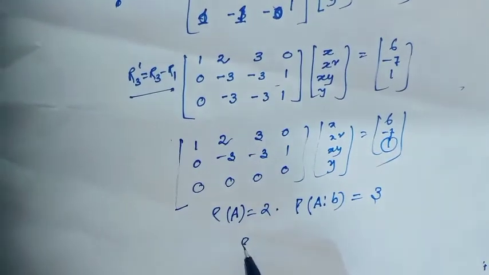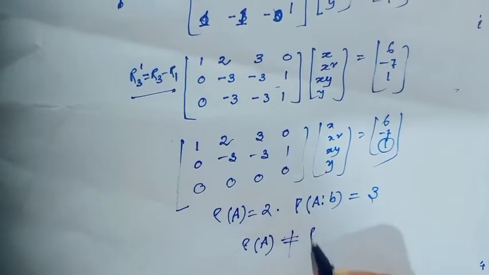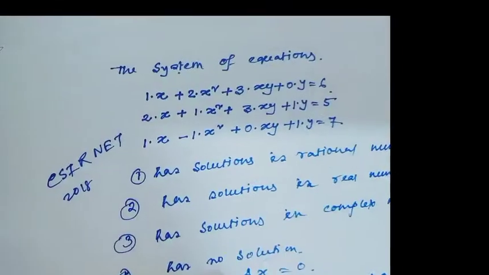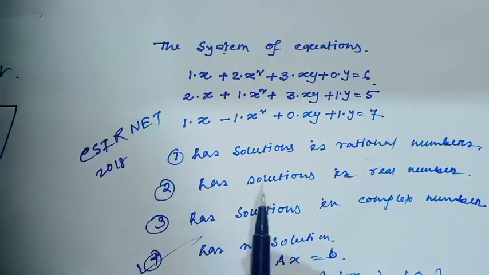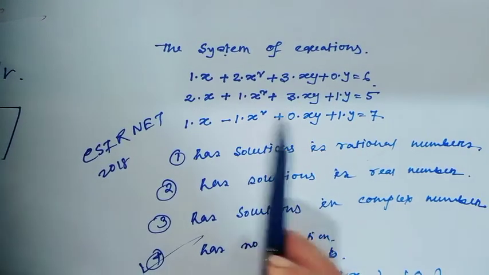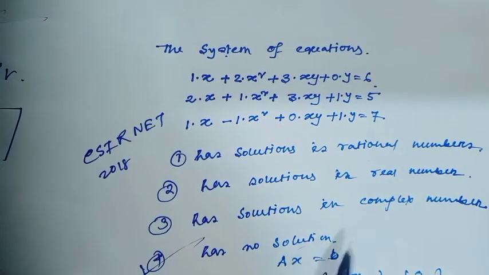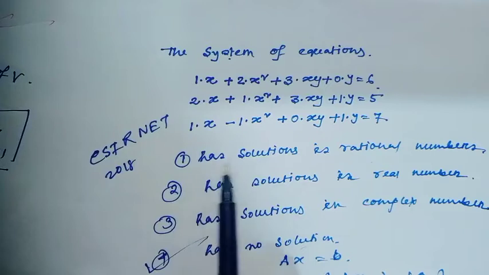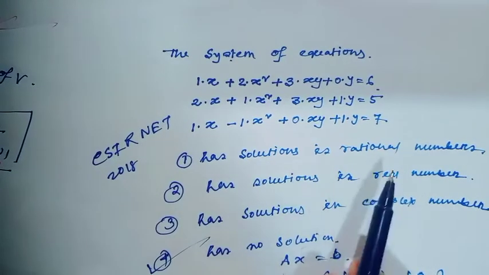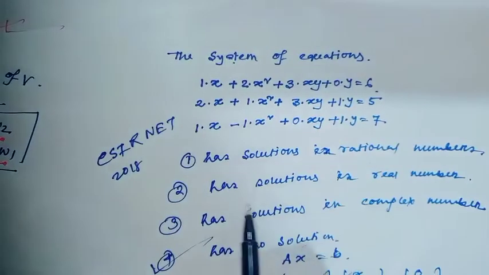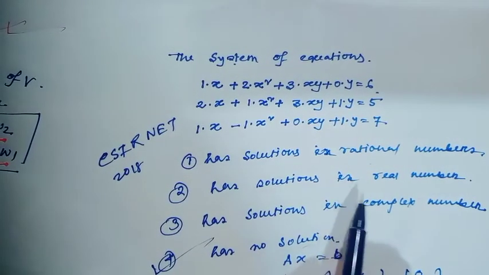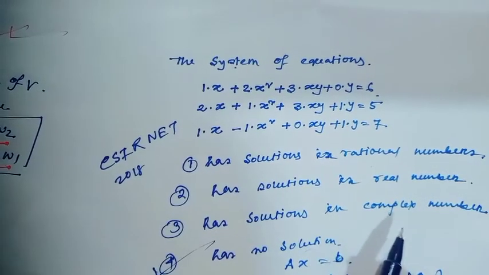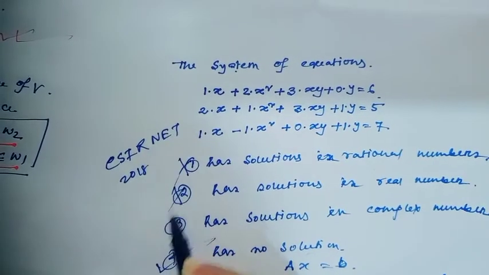So, since the rank of the matrix A is not equal to the rank of the augmented matrix, that means there exists no solution. Means option 4 is the right option. That means this system of equations has no solution. Have you understood this? Here option 1 indicates this equation has a solution in rational numbers, option 2 indicates it has a solution in real numbers, and option 3 indicates it has a solution in complex numbers. These three options are actually wrong.